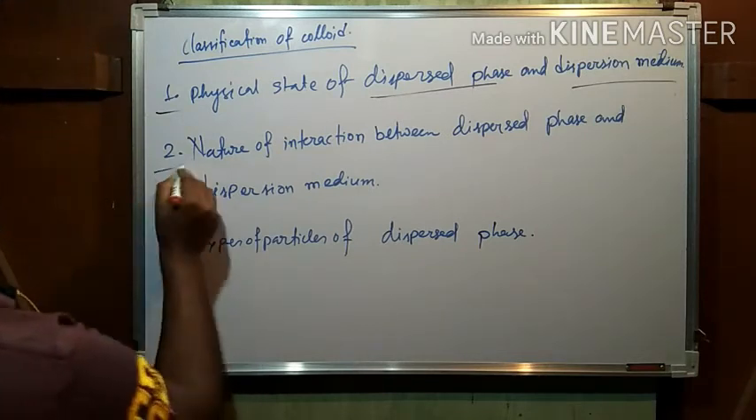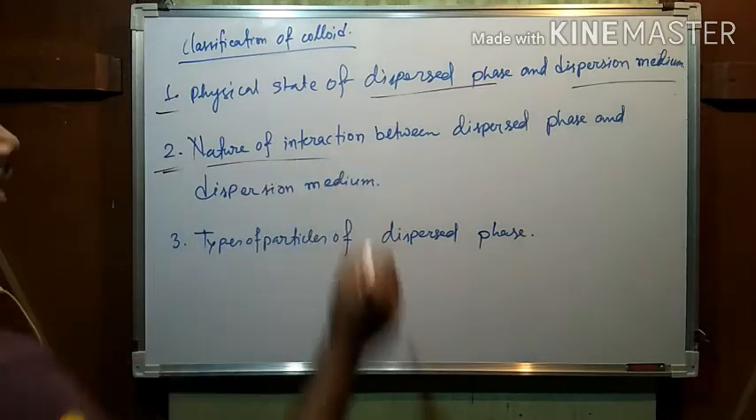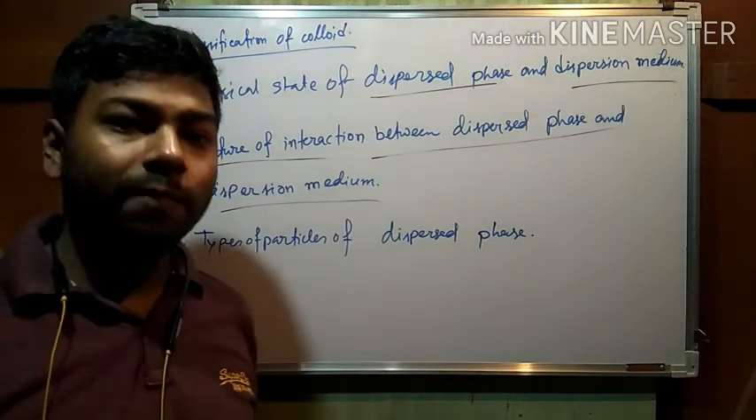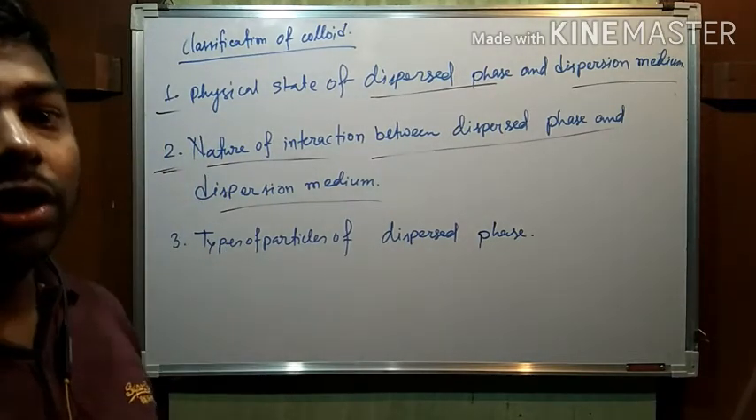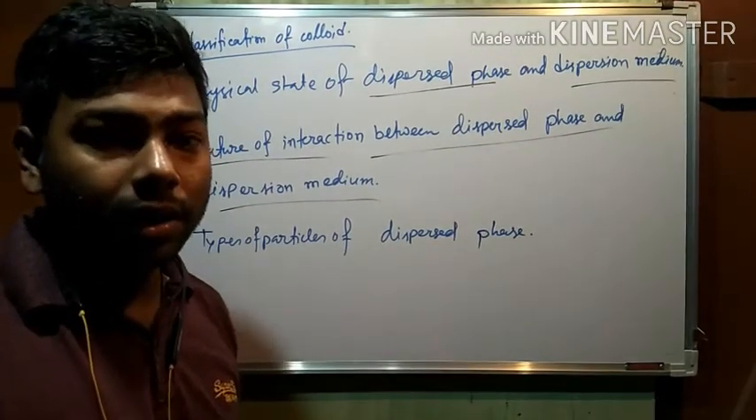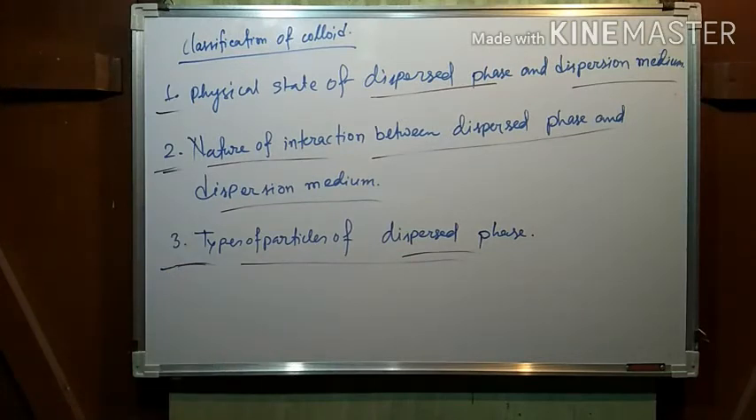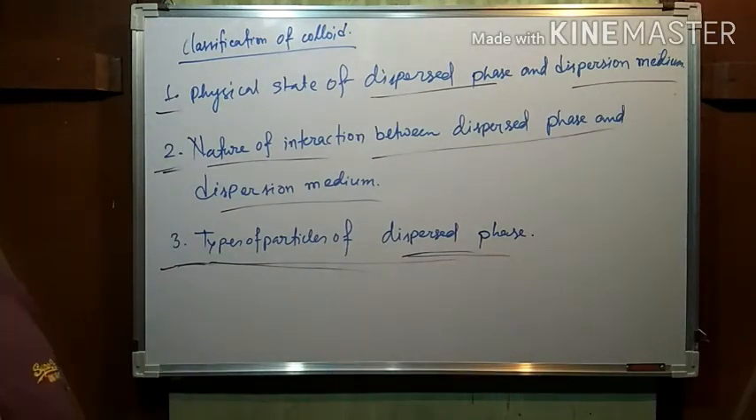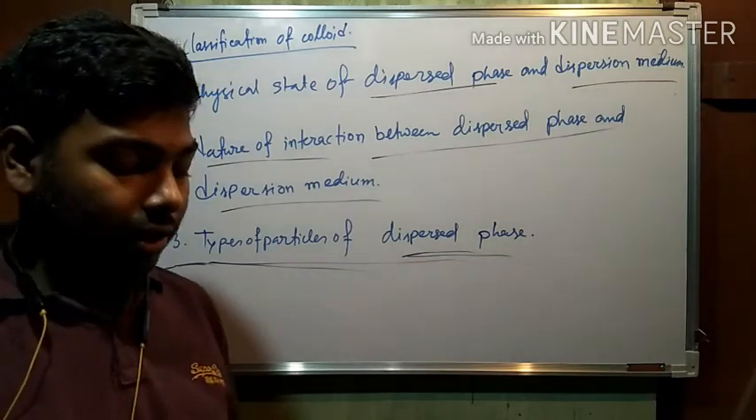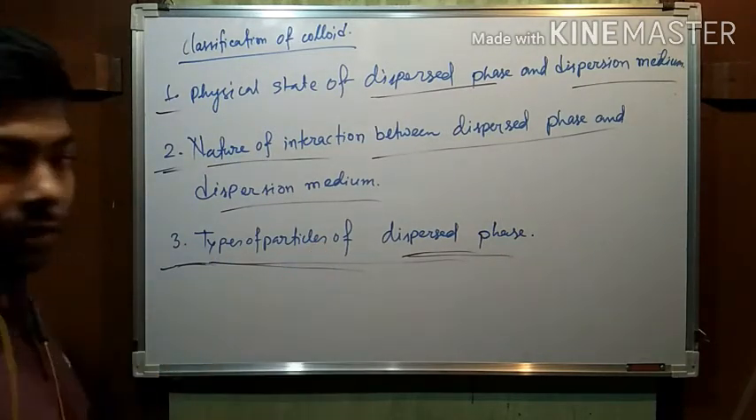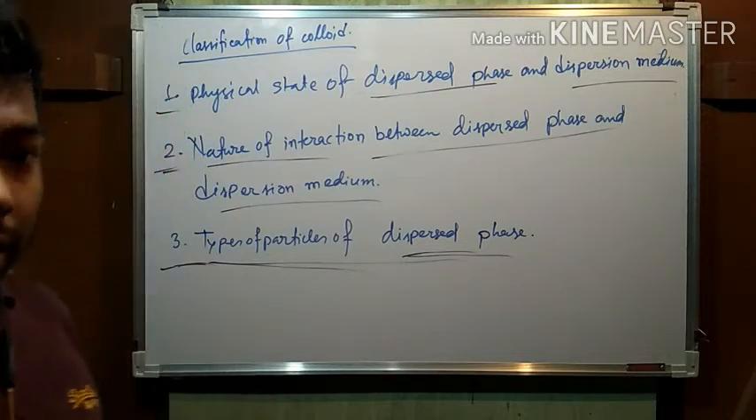Next, classification based on the nature of interactions between the dispersed phase and dispersion medium. That means what type of bond or interactions exists between the dispersed phase and dispersion medium. Third, classification based on the types of dispersed phase. That means what type of particles of the dispersed phase are mixing with the dispersion medium. Depending on the types of particles of the dispersed phase, colloids are classified.